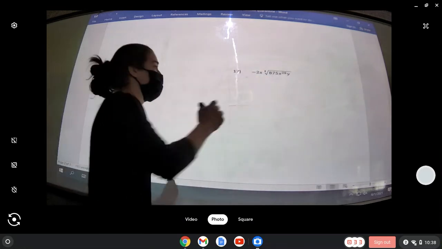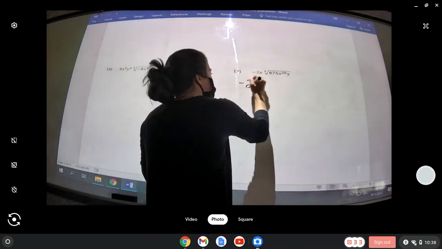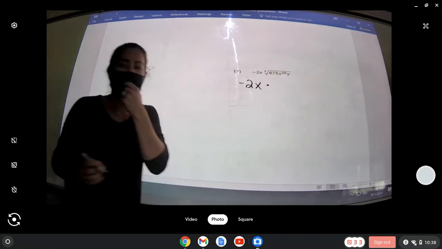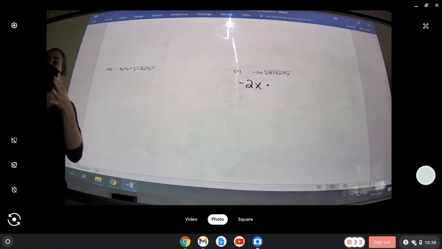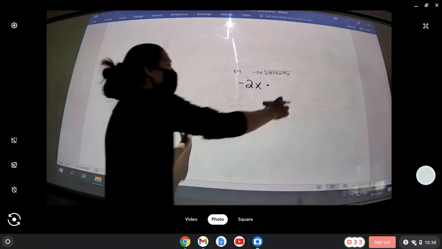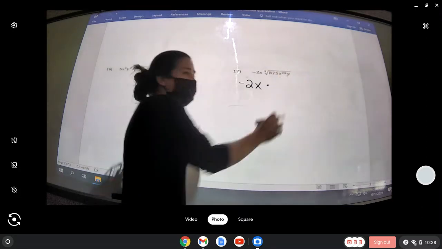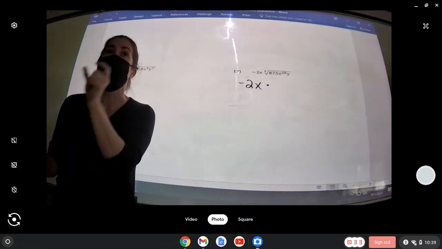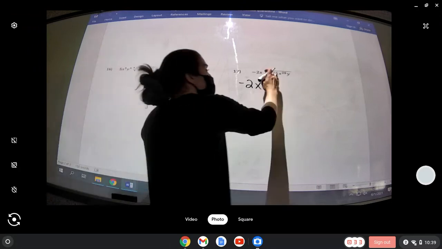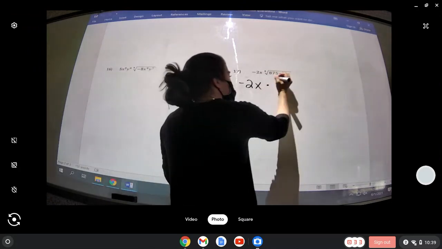The first thing I would remember is that this negative 2x is attached to the outside by multiplication, and he's just waiting to be multiplied with anything that breaks free. Then I would split all of this up into their own third root radicals so we can deal with them one at a time. Since everything's attached by multiplication, I'm allowed to split them.